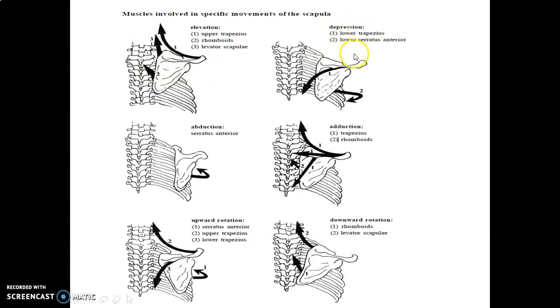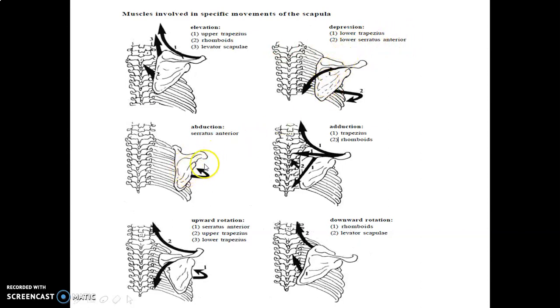Here you have to remember that in elevation there is upper trapezius, rhomboids and levator scapula. Anyway, levator means elevation of the scapula, so there is no doubt in that. The levator scapula is to elevate the scapula. Then the upper trapezius and the rhomboids also help in the elevation of the scapula. In depression, take the lower trapezius and the lower serratus anterior, which help in the depression.